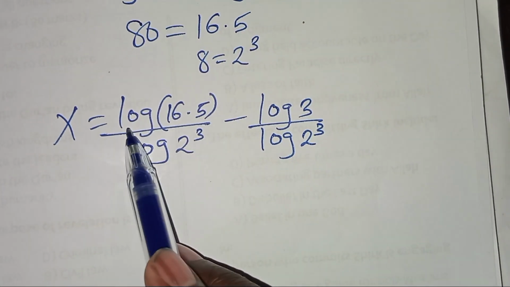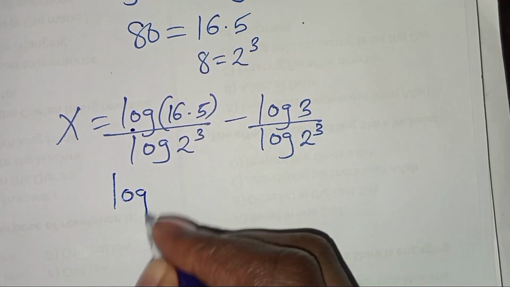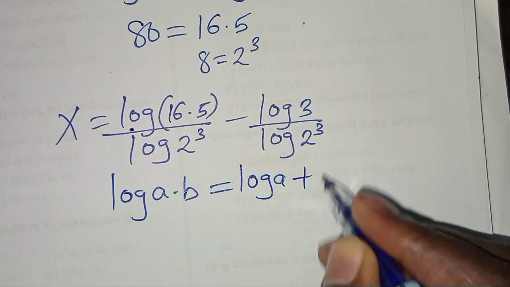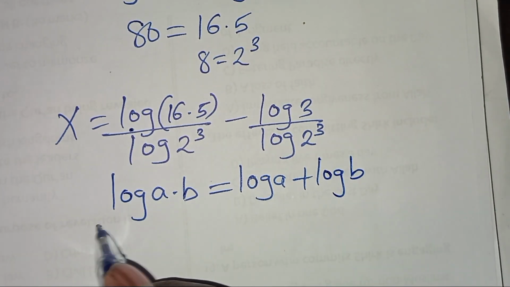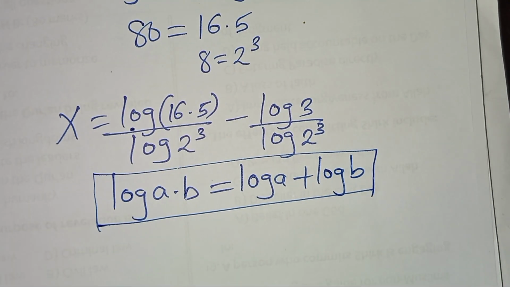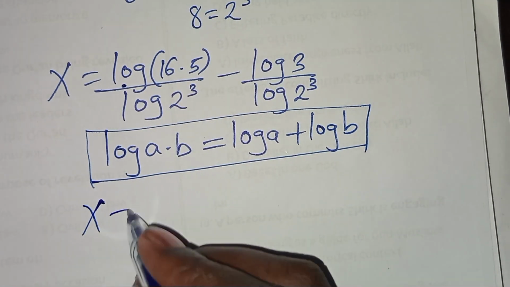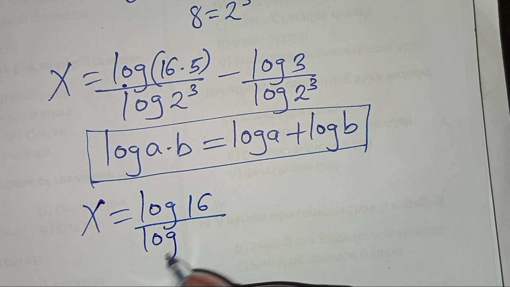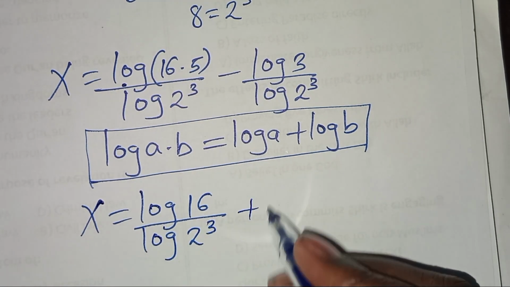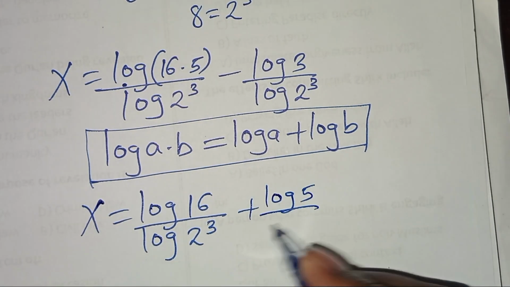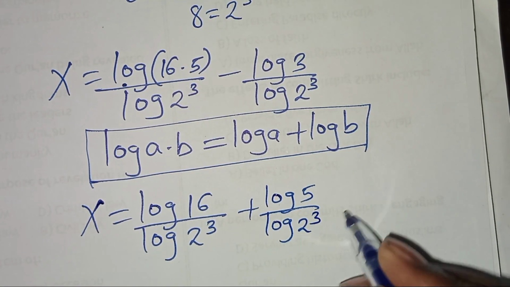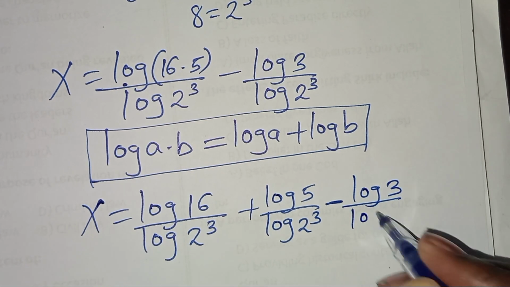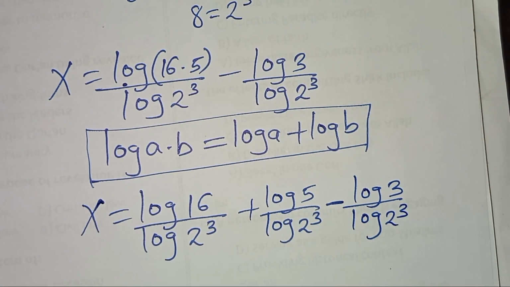The next step here: log 16 times 5 is in the form of log a times b, which we can express as log a plus log b. Now applying this logarithm property, it follows that x is equal to log 16 divided by log 2 to the power 3 plus log 5 divided by log 2 to the power 3 subtract log 3 divided by log 2 to the power 3.